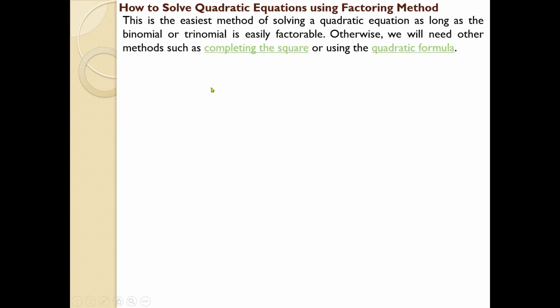How to solve a quadratic equation using the factoring method. The factoring method is otherwise known as the trial and error method, and trial and error is not a scientific term for the method. It is just for convenience that we are using that term. During the computation, I will explain why it is called trial and error. This is the easiest method of solving a quadratic equation as long as the binomial or trinomial is easily factorable.